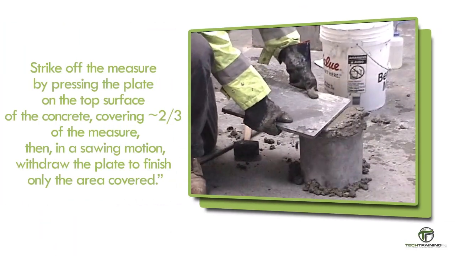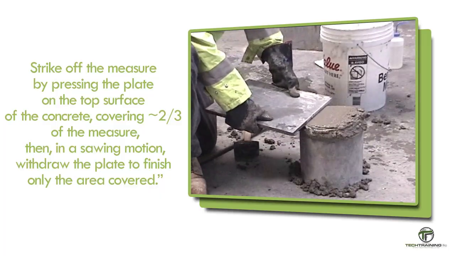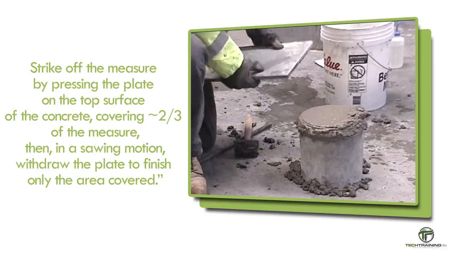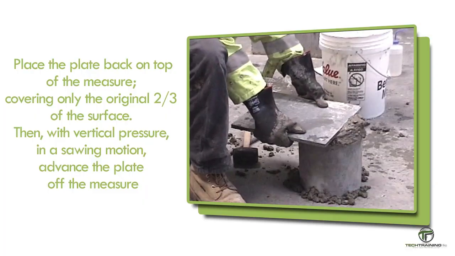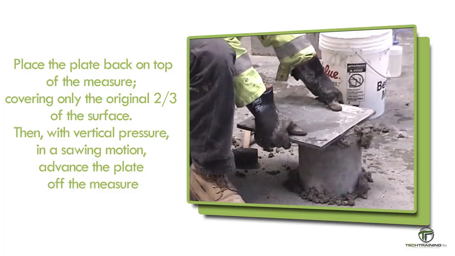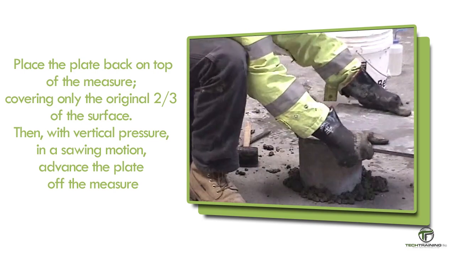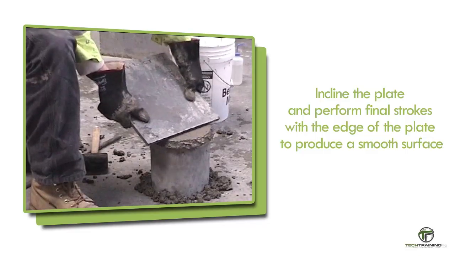Press the plate on the top surface of the concrete, covering approximately 2/3 of the measure. Then, in a sawing motion, withdraw the plate to finish only the area that's been covered. Now, put the plate back on top of the measure, covering only the original 2/3 of the surface. Then, with vertical pressure, in a sawing motion, advance the plate off the measure. Incline the plate and perform final strokes with the edge of the plate to produce a smooth surface.